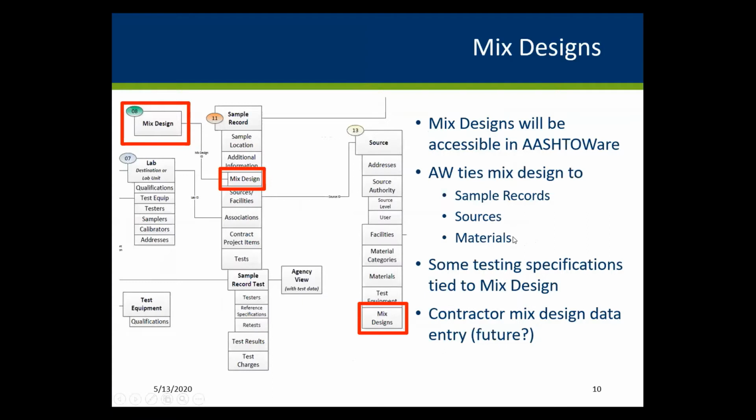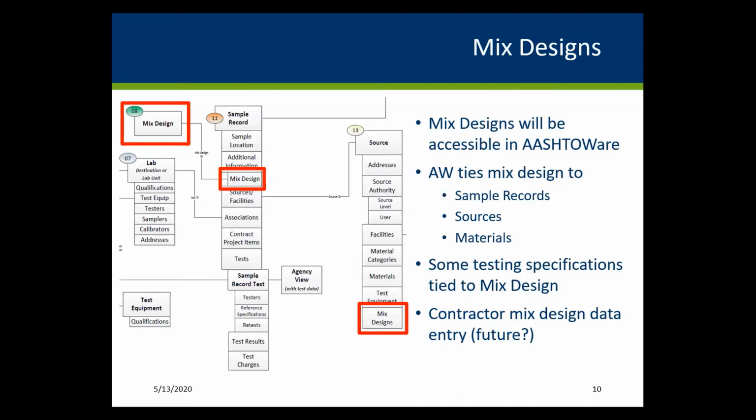Mixed designs were talked about. They're going to be accessible in AASHTO. You saw how you'll be able to see things tied and can get to things from the DWR. We want the same functionality at a daily source report level. And then there will be other ways in the system. Your samples, sample records, you're going to tie mixed designs to those too. So mixed designs, like everything else, are integrated in the system.